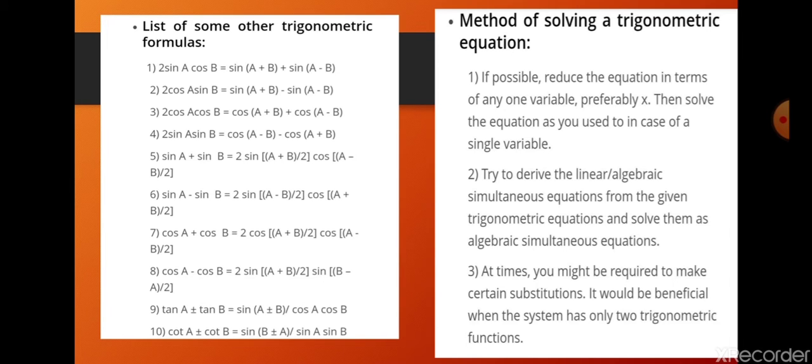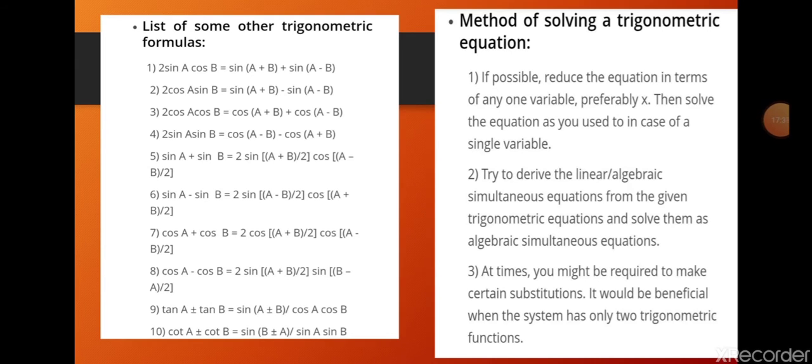Then some other trigonometric formulas, such as transformation formulas. 2 sin A into cos B equals sine of A plus B plus sine of A minus B. 2 cos A into sin B equals sine of A plus B minus sine of A minus B. 2 cos A into cos B equals cos of A plus B plus cos of A minus B. 2 sin A into sin B equals cos of A minus B minus cos of A plus B.